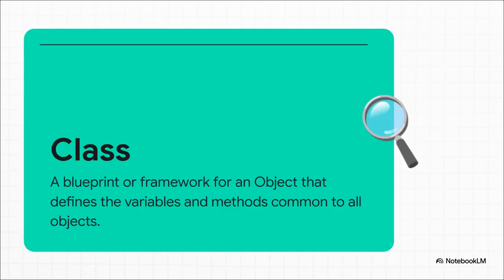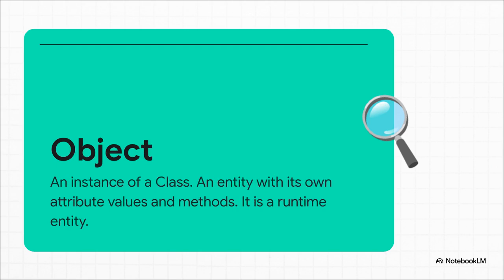Okay, to really get this, we got to talk about the building blocks. And it all starts with a class. The best way to think of a class is like a blueprint. It's not the thing itself. So, for example, it's not an actual dog, but it's the detailed plan that says what makes a dog. It defines everything a dog should have, 4 legs, a tail, and the ability to bark. It's the master plan.